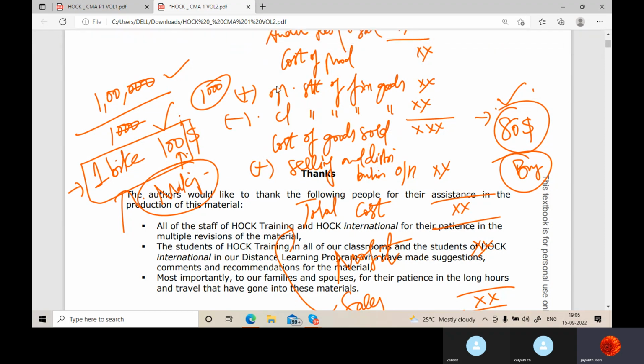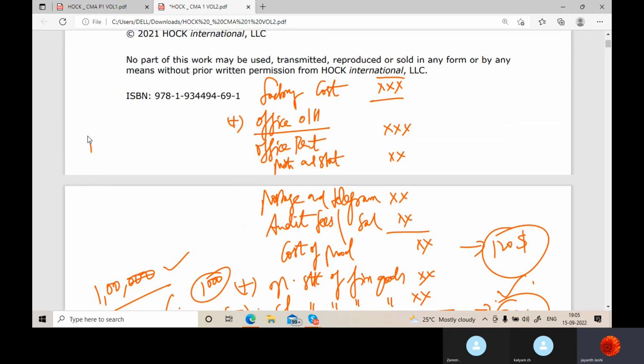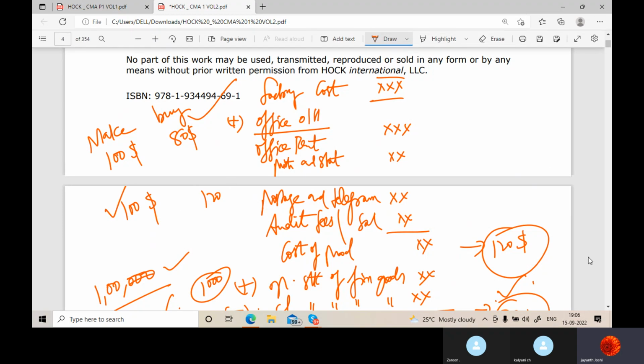Buying. If at all it's going to cost you $120 if you buy the components from China, what is the good option? Is it better to make or buy? It's better to make. So make or buy: if it's going to cost $100 to make and $80 to buy, we'll buy rather than make. If it's going to cost $100 to make and $120 to buy, we will definitely make. Okay, so please note this down.